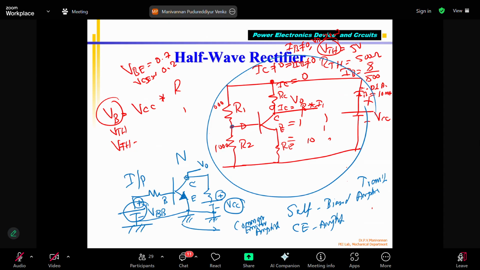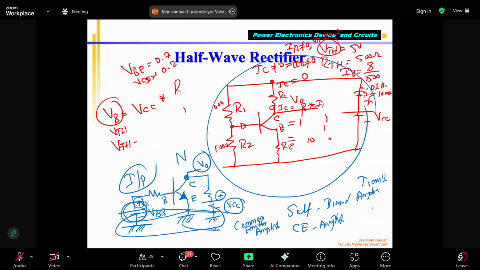So the input is given at the base with respect to the emitter. The emitter is connected to ground. And again, the output is taken from the collector. So that's why the emitter is a common terminal for both. This is my output, this is my input. Since both input and output are with respect to the emitter, which is ground, it is called a common emitter amplifier.